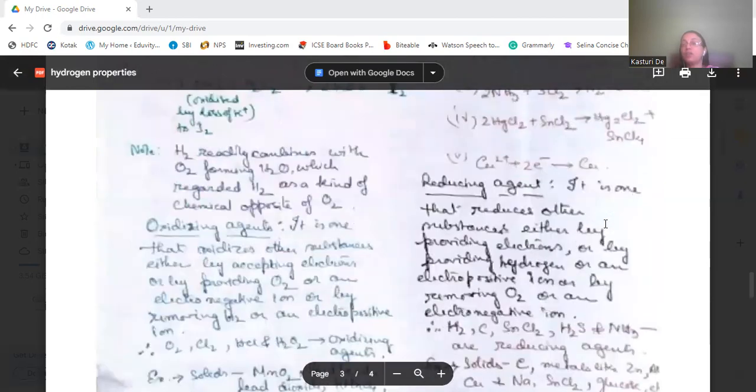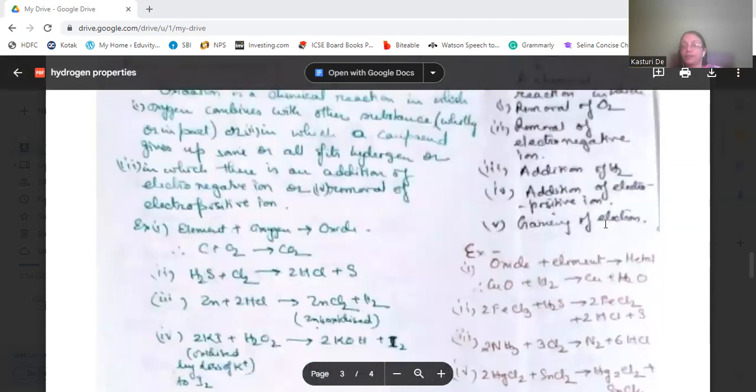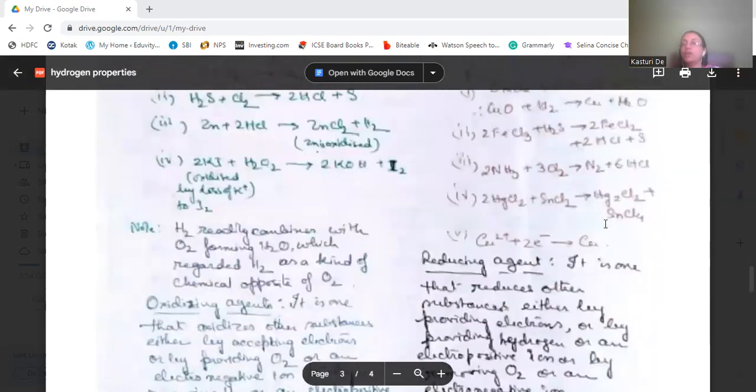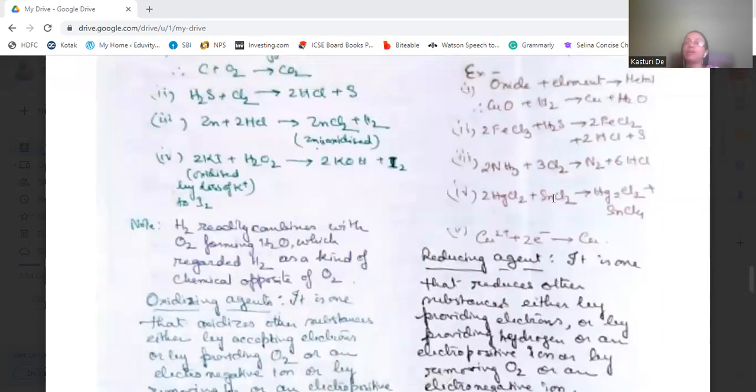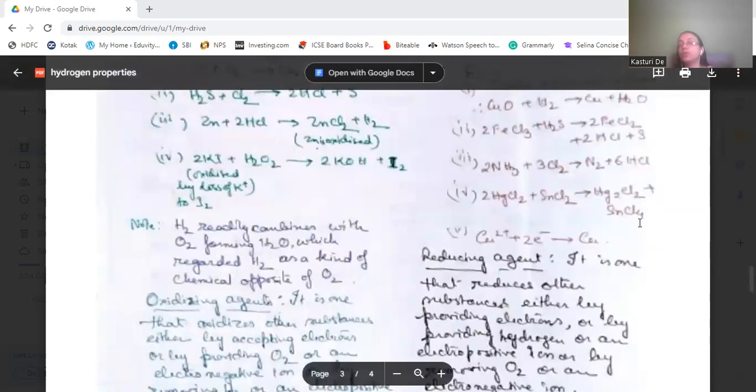Electropositive ion is being added here. So what is the electropositive ion here? Electropositive ion is Sn, or Ag. These are electropositive ions. Electronegative ion is Cl2, Cl2, Cl2. These are the electronegative ions.